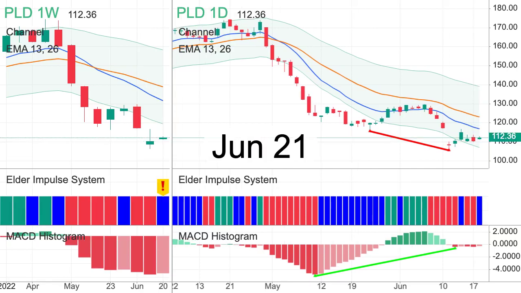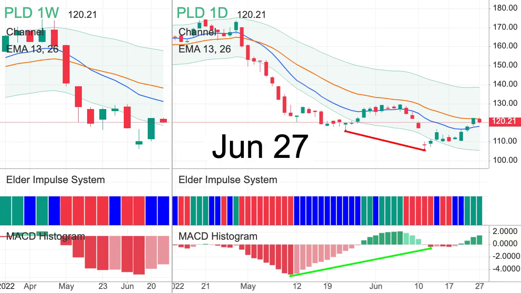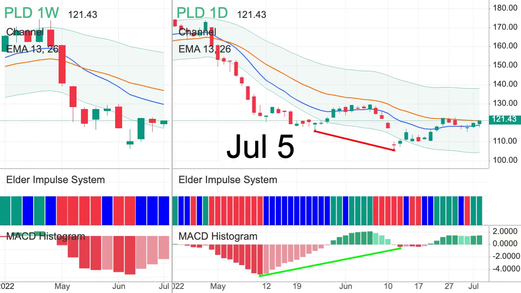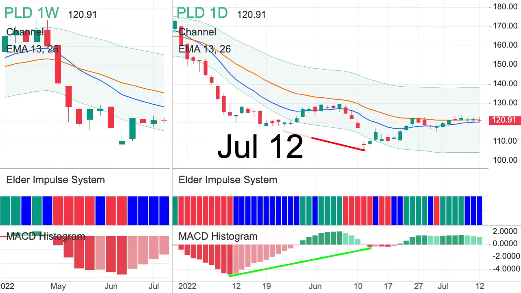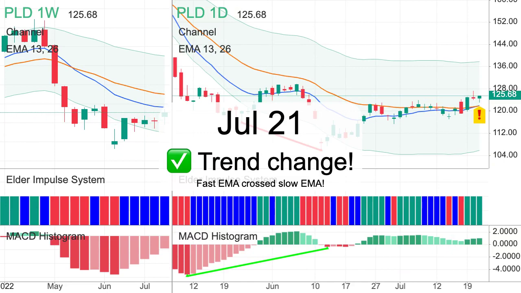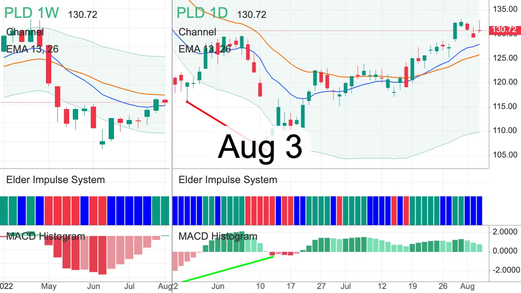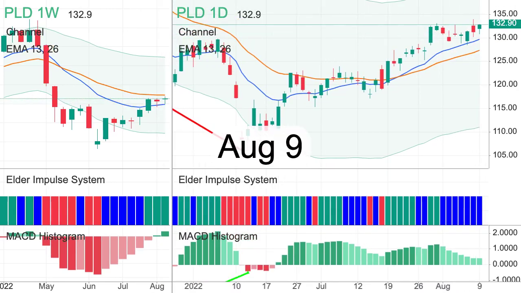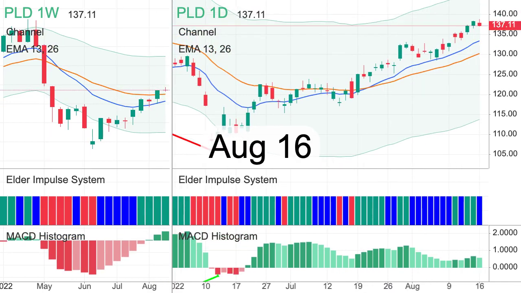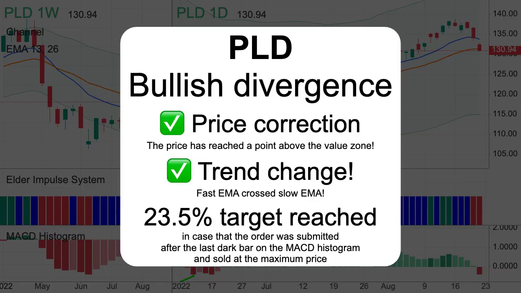There is a blue bar on an elder impulse system on the weekly chart. The price has reached a point above the value zone. Fast EMA crossed slow EMA. MACD histogram crossed the zero line. 23.5% target reached.